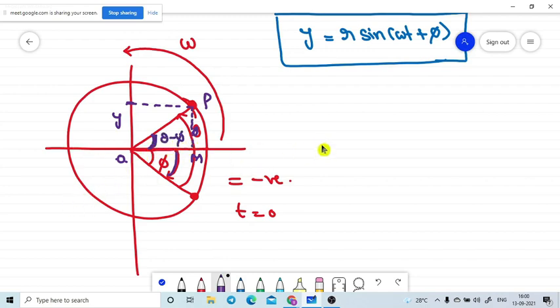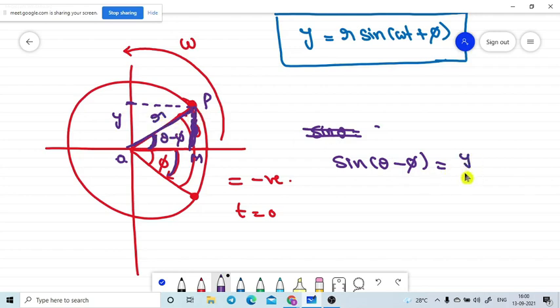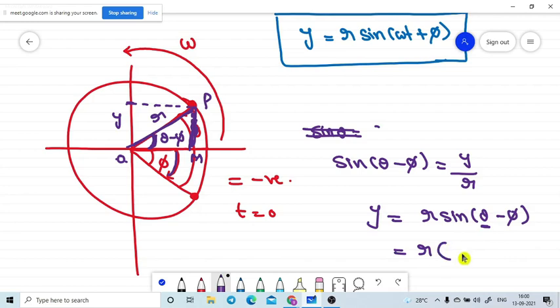Can we apply the sin formula here? Sine of theta minus phi is equal to the opposite side, the y value, divided by the hypotenuse, the r value. Then y is equal to r sine of theta minus phi. This is the formula. But we know theta is nothing but omega t. Then y is r sine of omega t minus phi. This is also a displacement formula.